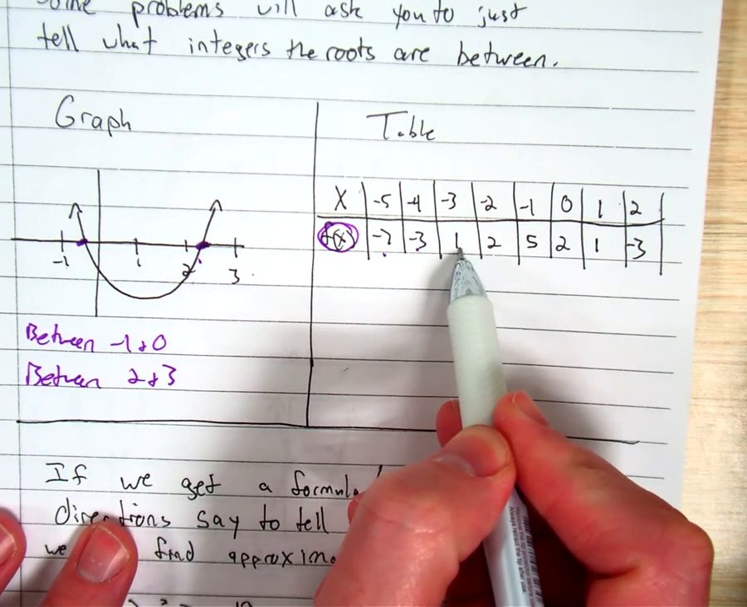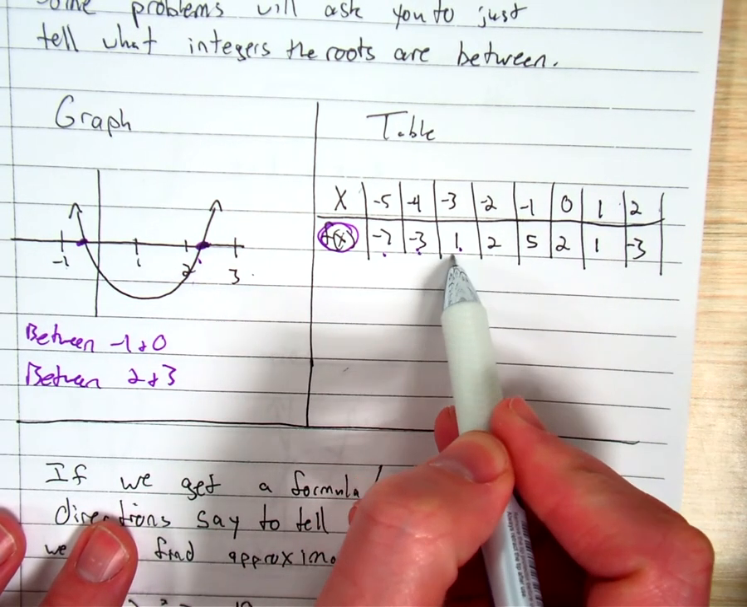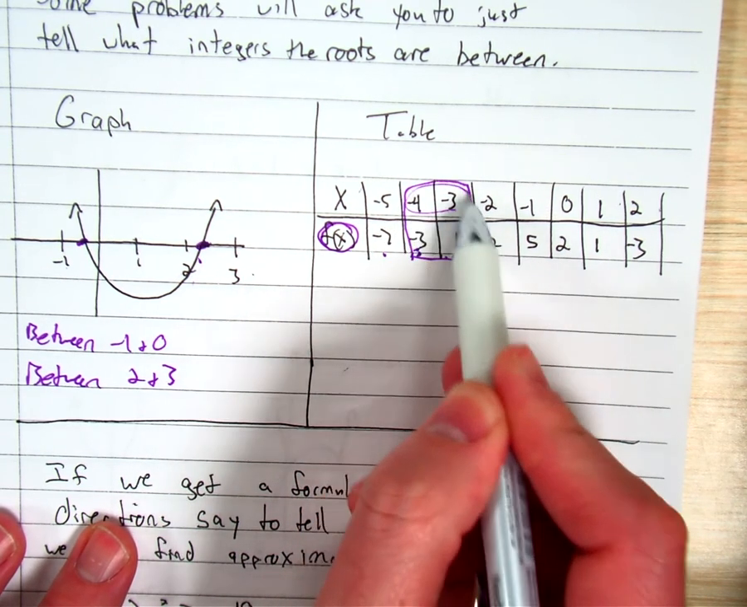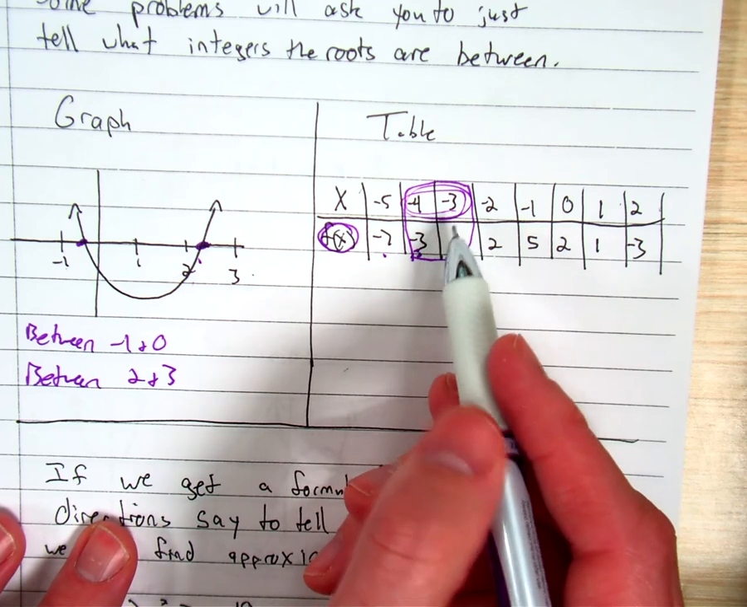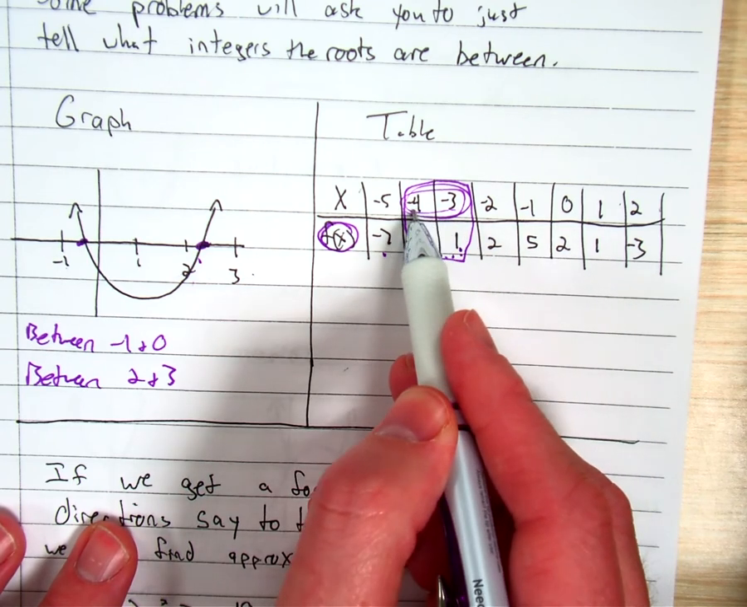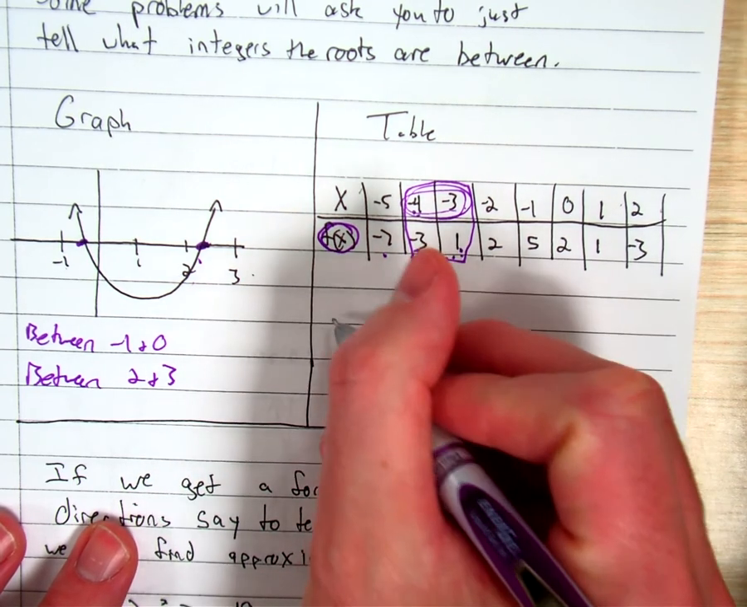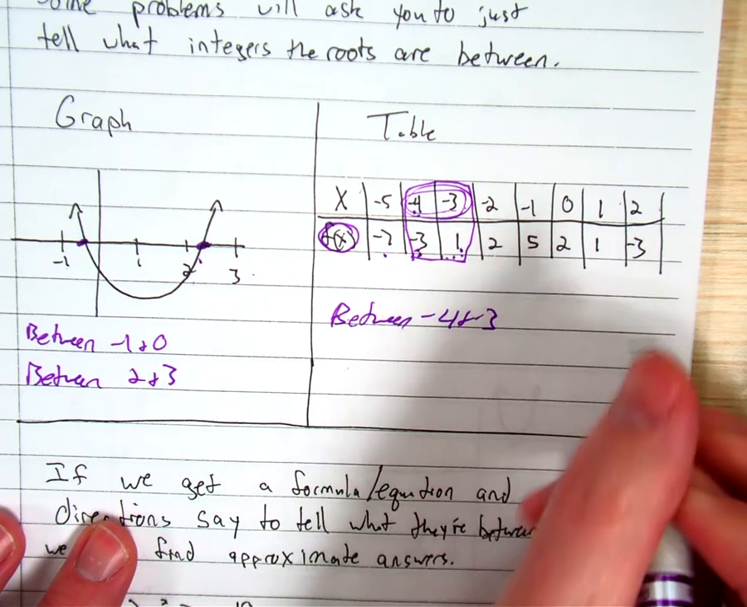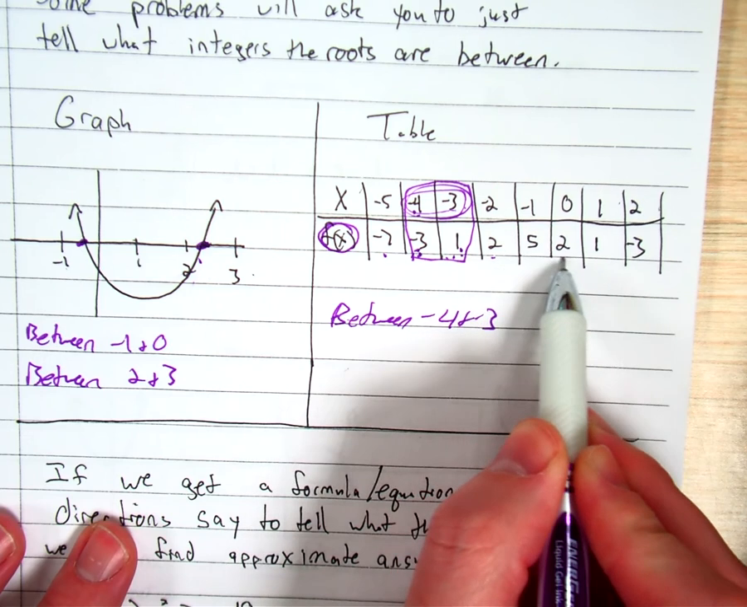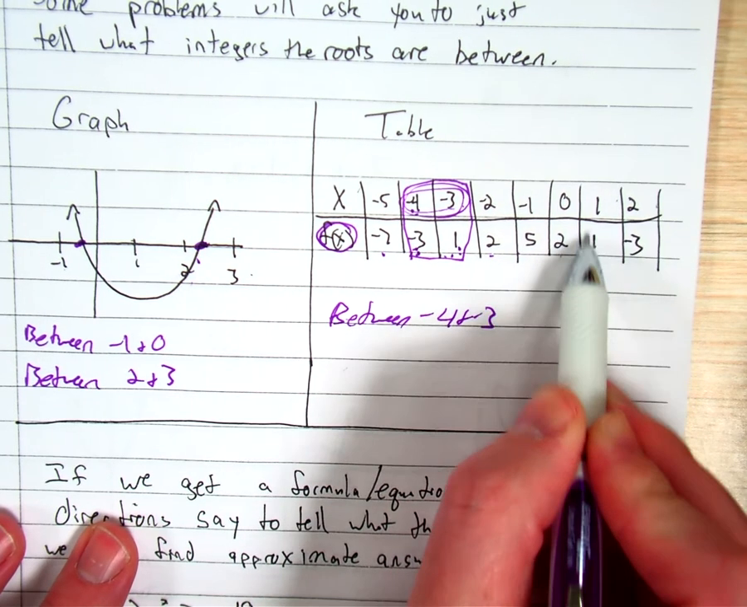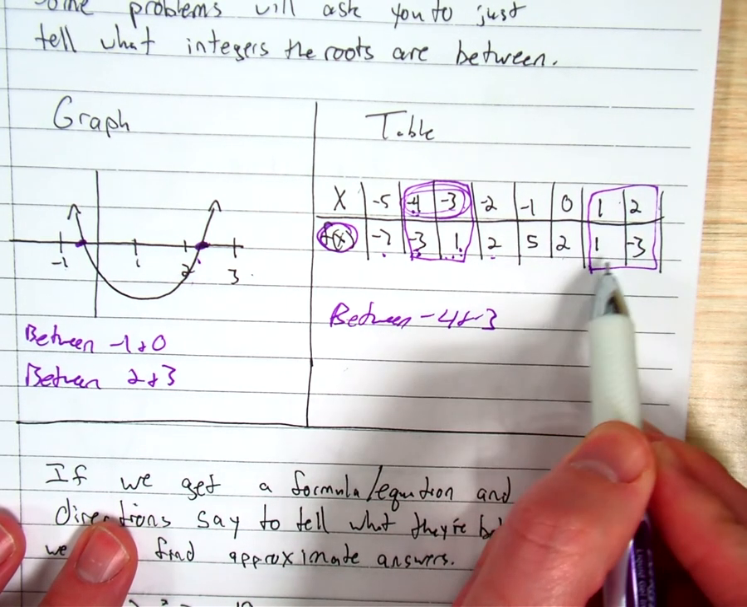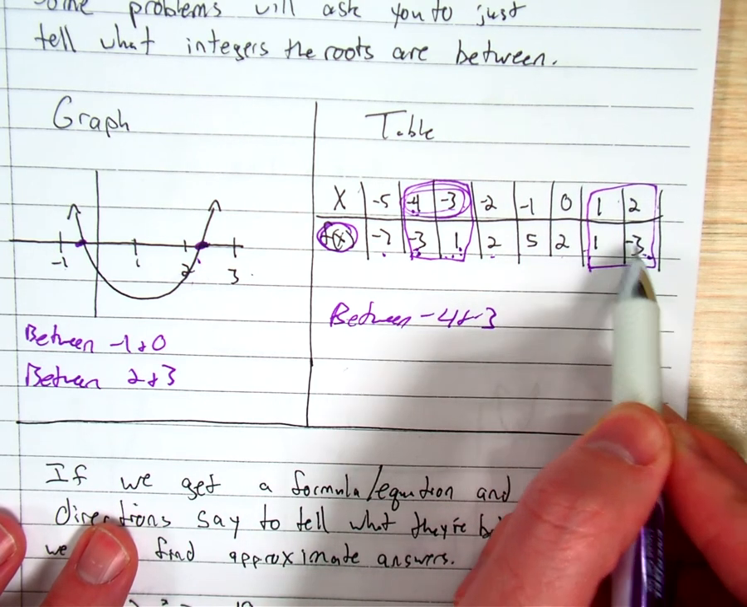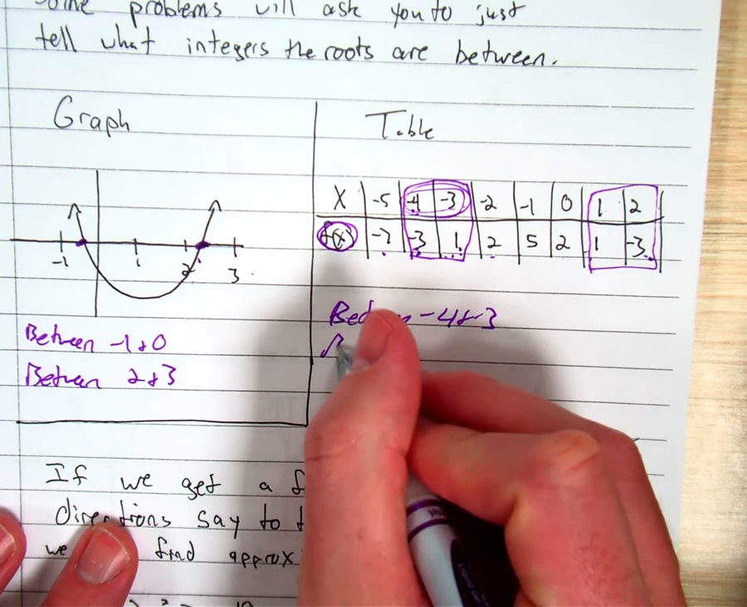Negative, negative, positive. How did I go from negative to positive? I had to cross through 0. So my answer, my root, my solution, my 0 is somewhere between negative 4 and negative 3. Two, 5, 1, negative 3. And again, we cross through it again here. The only way I could have gone from 1 to negative 3 is if I went through 0. So between 1 and 2, I should have another 0.